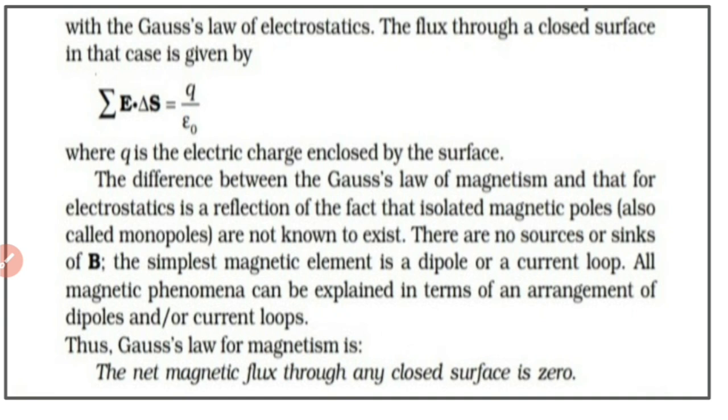So these are the two reasons for that difference between Gauss's law in magnetism and Gauss's law in electrostatics. First, magnetic monopoles do not exist, and the second is that magnetic field lines form closed curves. That is why the net magnetic flux through any closed surface is 0, and that's what Gauss's law in magnetism says.